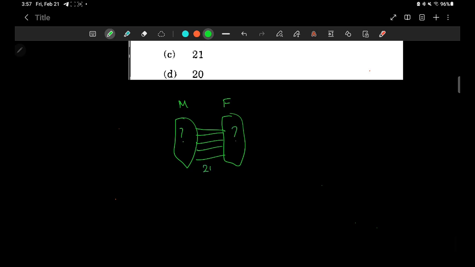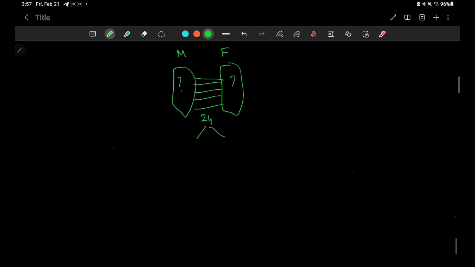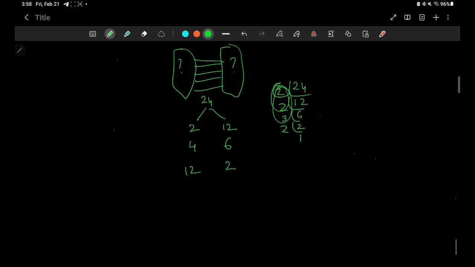So there are how many handshakes? 24 handshakes. So what are the combinations possible? We already saw the factorization method for this. If I take 2 here, then I'm going to get 3 2s are 6, 6 2s are 12. Then if I take 4 here, then I'm going to get 6 here. If I take 12 here, I'm going to get 2 here. If I take 24 here, I'm going to get 1 here.